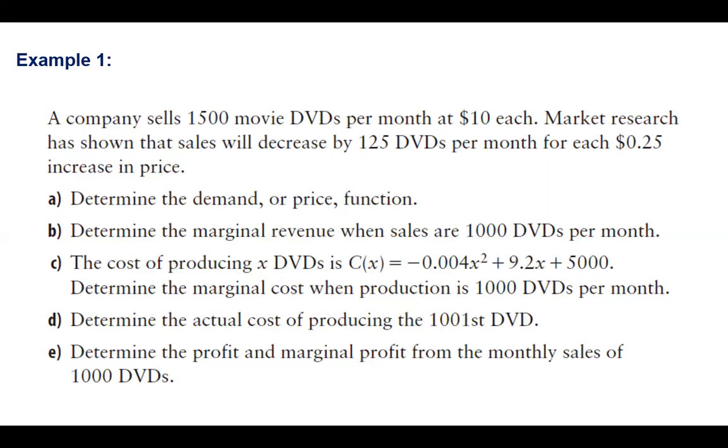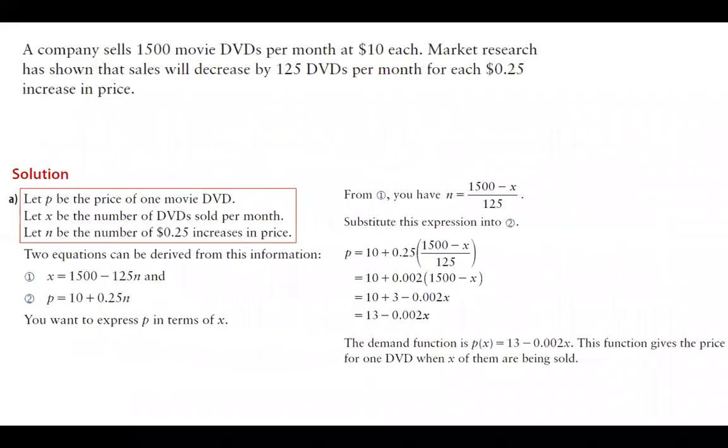Okay, so let's have a look at the solution together. You are already familiar with this question. First, we want to determine the function of P with respect to X. So we can let P be the price of one movie DVD. That's a unit price. Then let X be the number of DVDs sold per month.